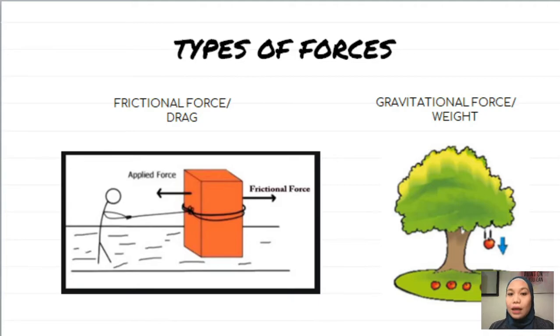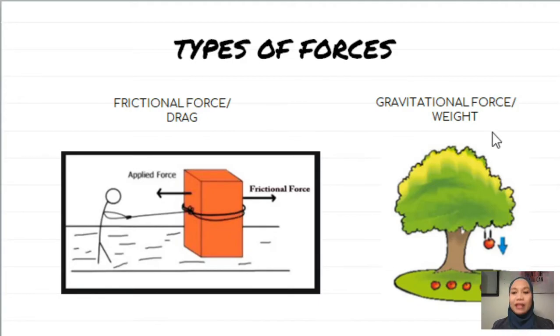We know about frictional force, right? So what is the definition of frictional force? Frictional force is a type of force which always opposes the direction of motion of an object. For example, here we have one box. Then we can see a man is pulling the box, and the direction of motion of the object is to the left. So the frictional force opposes the motion and its direction is to the right.